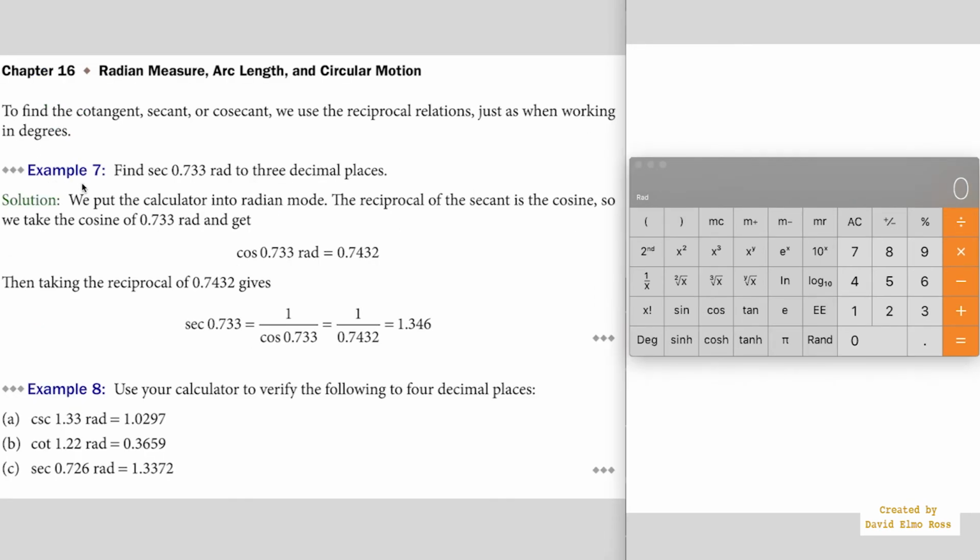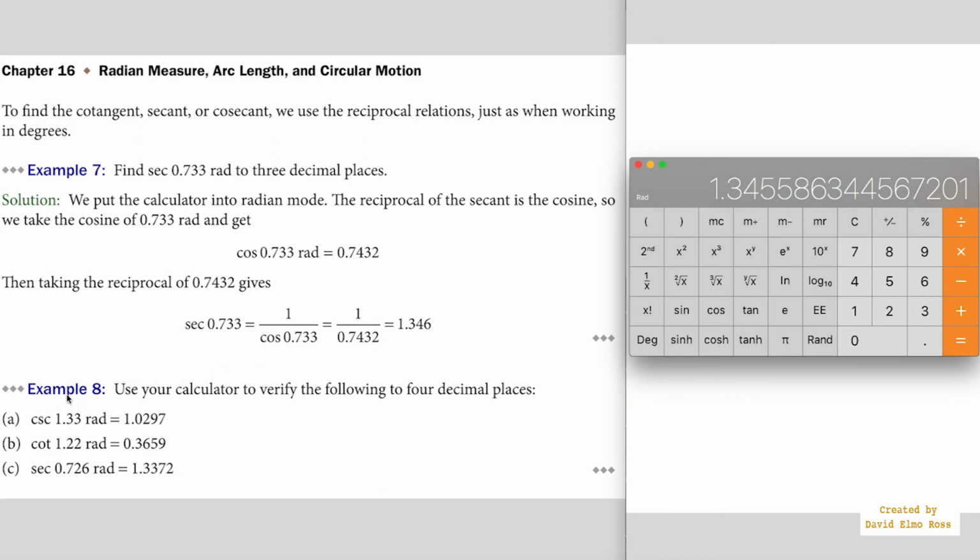Let's take a look at example 7. It says find the secant of 0.733 radians. So we have to make sure our calculator is set to radians. We're going to put in 0.733. Now if you remember, secant and cosine are opposites. So let's take the cosine of that and do the reciprocal. And we get our answer here is 1.346, rounded to 3 decimal places as it asked for here.